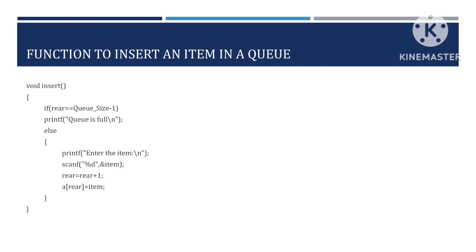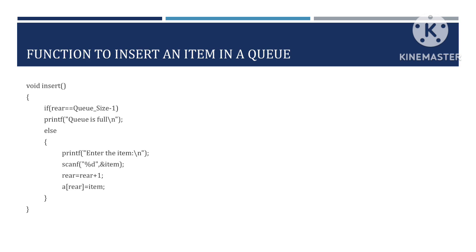That means assume that our queue size is 5. So if the rear value is already equal to 4, that means your queue is full, since array index always starts from 0. So if the queue is full, then insertion is not possible, so we return back to the main function.